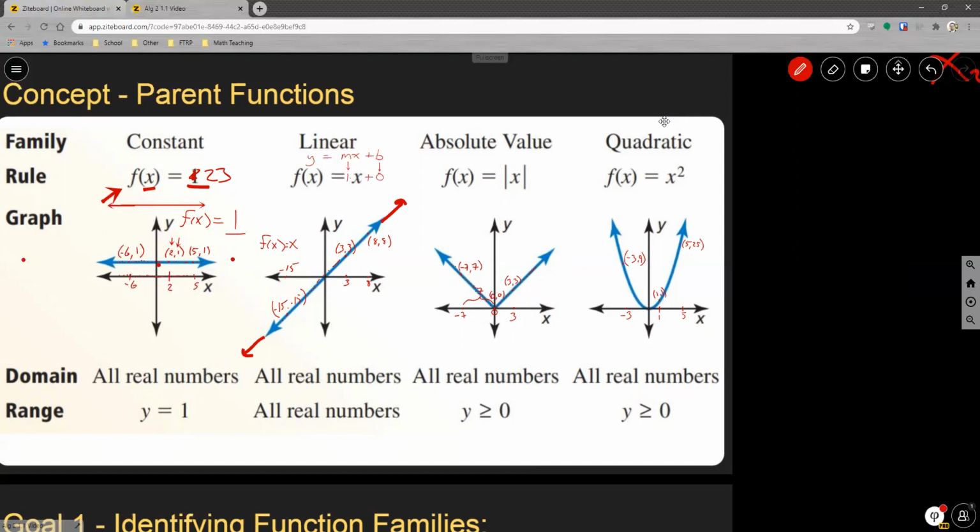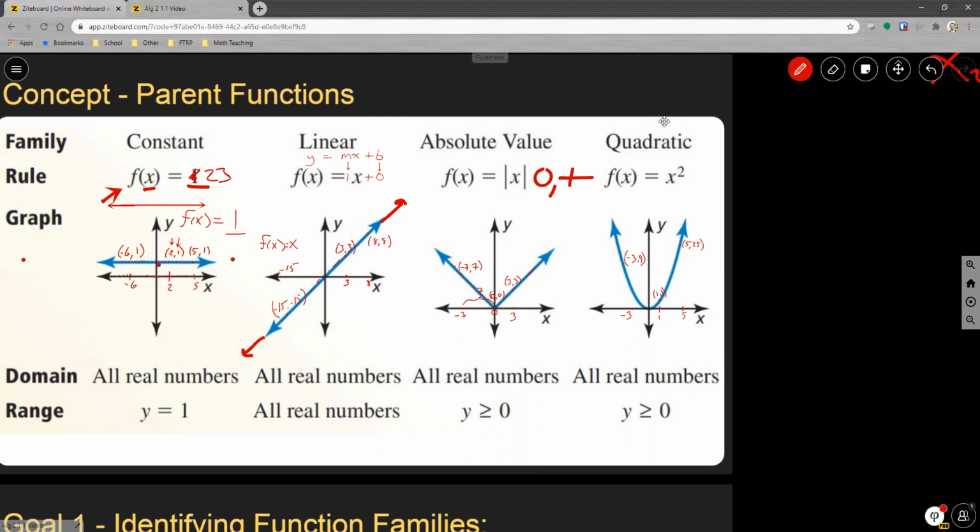Absolute value is a little bit different. For this parent function, I can put in any x value, but remember, it's always going to return either a 0 or a positive value for my y values. So my range is always going to be greater than or equal to 0.